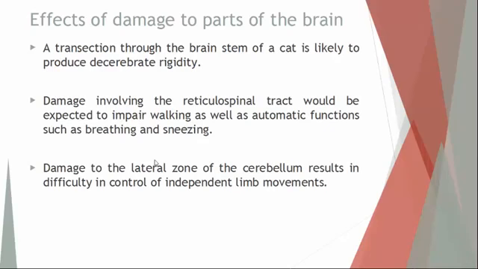The first bullet point: a transection through the brain stem of a cat is likely to cause separate rigidity. So this word here, transection, means you're cutting all the way through the entire section of the brain stem. And this term here, separate rigidity: separate means that you are removing connections between the brain stem and the cerebellum and other parts of the brain. And then rigidity, this condition causes very distinct symptoms, not just on a cat, but on any highly evolved vertebrates, like humans in particular.